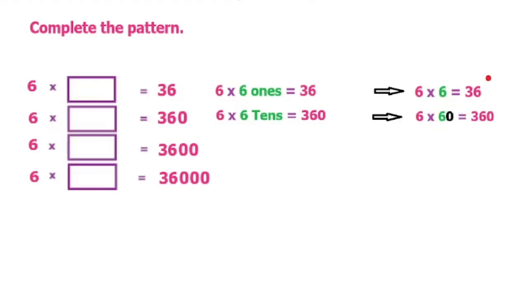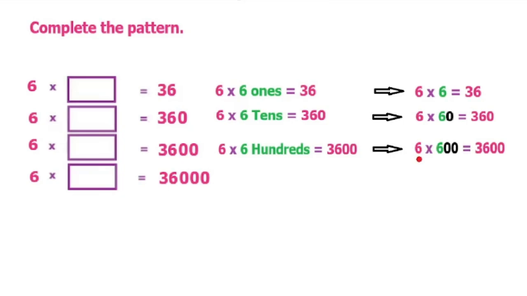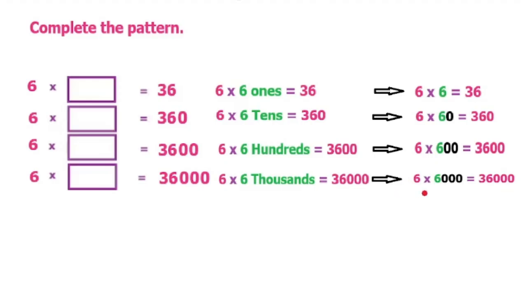So we could see how this pattern is going to develop, right? So 6 times 6 hundreds equals 3,600. So that means 6 times 600. 6 hundreds can be represented like this as a number. And then of course the last one is 6 times 6 thousands equals 36,000. And that looks like this. 6 times 6,000 equals 36,000.